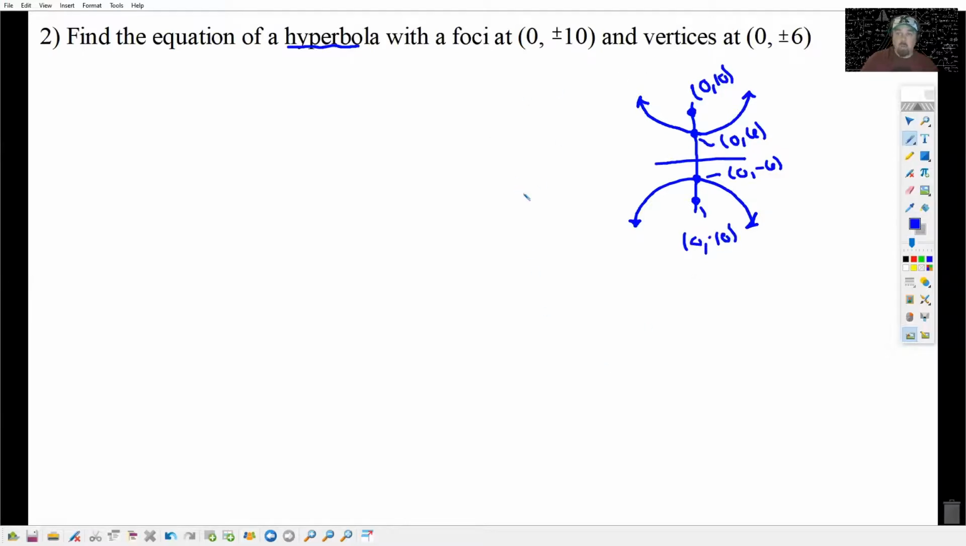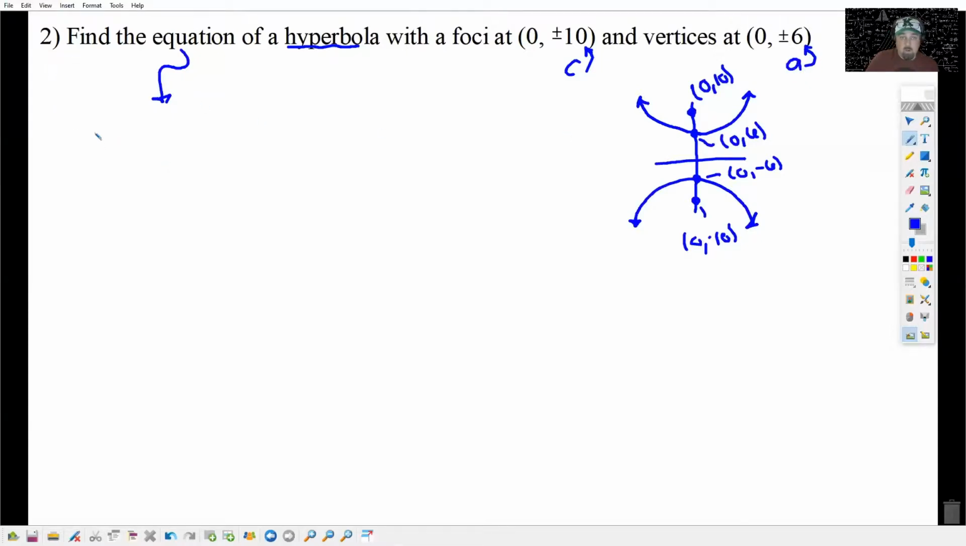Because it opens on the y, it tells me some things about the equation. The y fraction has to be positive and the x one has to be negative, because it always opens on the fraction that has the positive variable. I also know it hasn't been translated anywhere, because it hasn't been shifted to the left or right. And because these two numbers are the same, I get 6s in both of these and 10s in both of those. I haven't shifted it up or down, because those numbers would be different. So there are no transformations applied. That also means this is the c value and this is the a value.